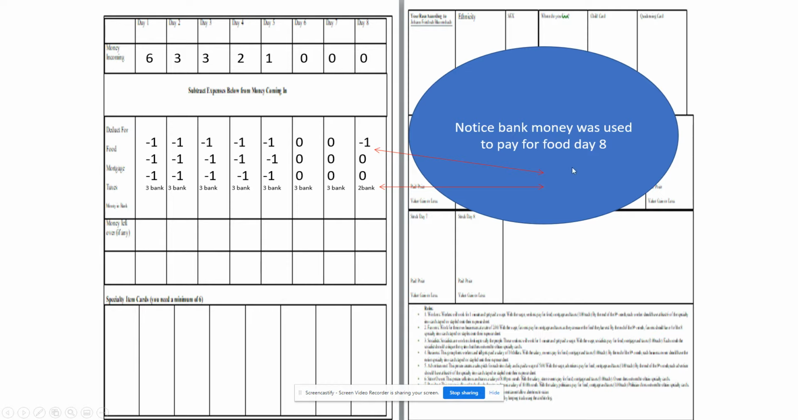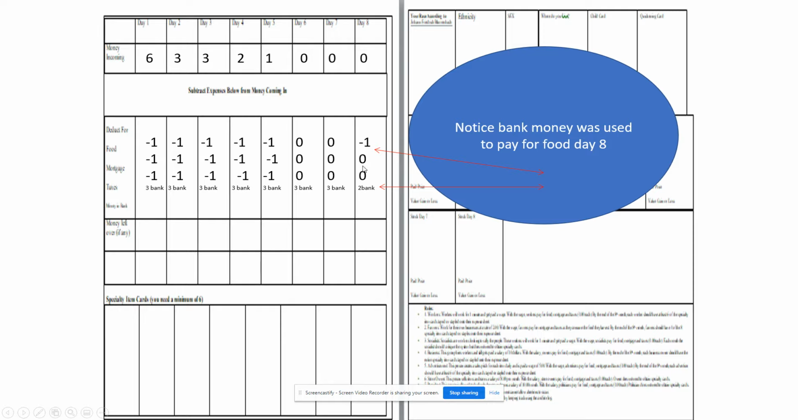Notice bank money was used to pay for food on day 8. So on day 8 right here, this student has no money coming in. I would assume that they've been fired on days 5 and 6. So they have no money coming in. They have no money in the bank. And you would ask, well, how would they be able to pay their requirement for, I guess, mortgage and taxes?